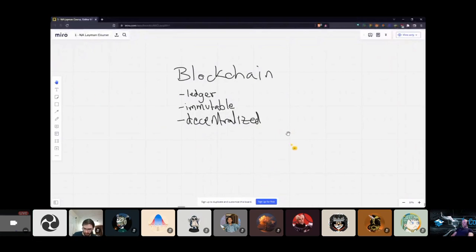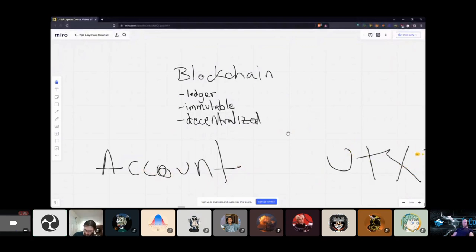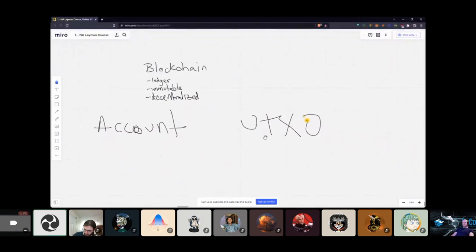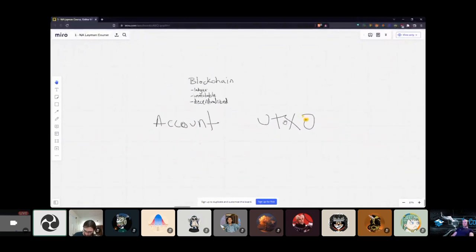As you may know, there are two popular accounting models for blockchains. These are not the only ones, but they are some of the most popular. One is the account-based model, which has been popularized by Ethereum. And then there's the UTXO model, which was pioneered by Bitcoin. These are essentially ways in which a blockchain stores its information.